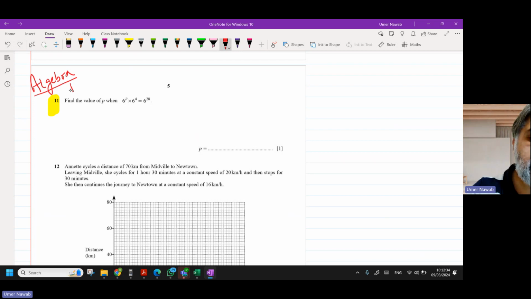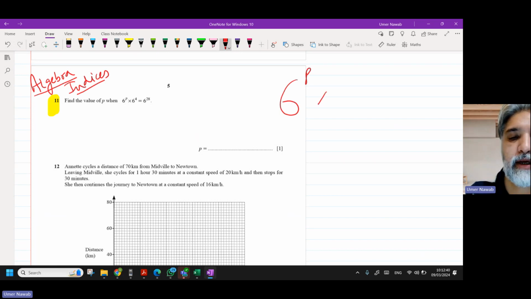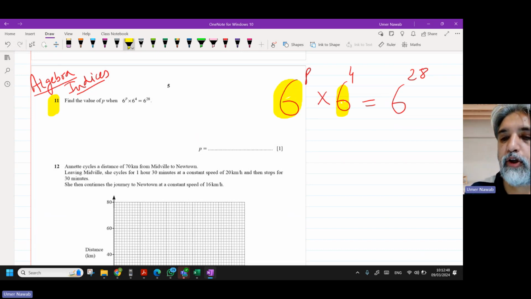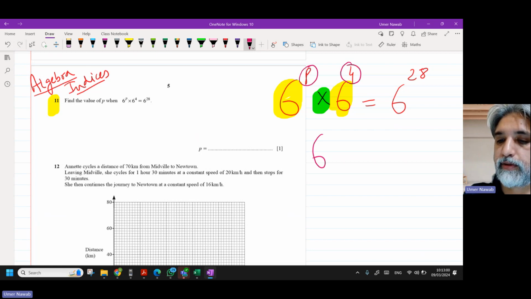The subtopic is indices. So he wrote here 6 raised to power p times 6 raised to power 4 is equal to 6 raised to power 28. Wow. In mathematics, when you have the same base, because 6 is a base and there is a multiplication sign in between, then you can write a single base and you add the powers.